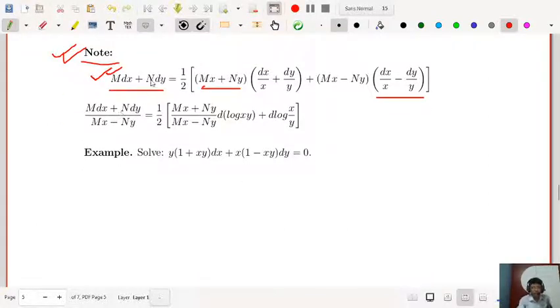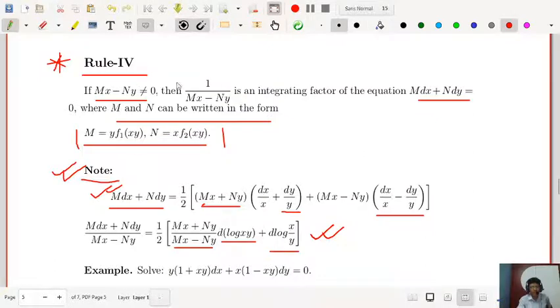Now if you divide this M dx plus N dy by Mx minus Ny, then your first term will be (Mx plus Ny) by (Mx minus Ny) into d of log xy, because if you integrate this, this is log x, this is log y. So this is d of log xy, and this will be d of log x by y. Okay, so you can write this in this form.